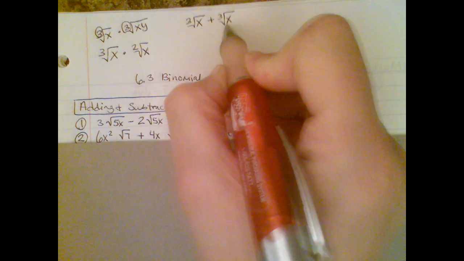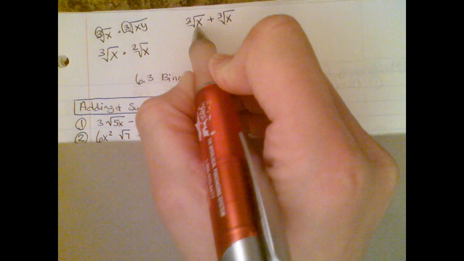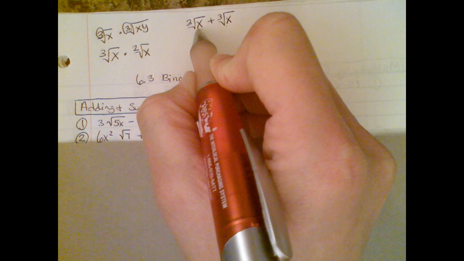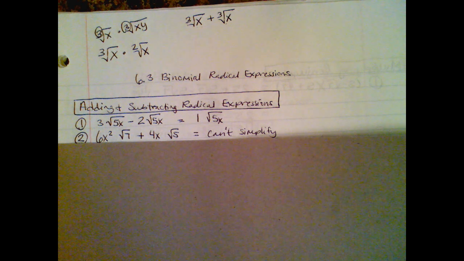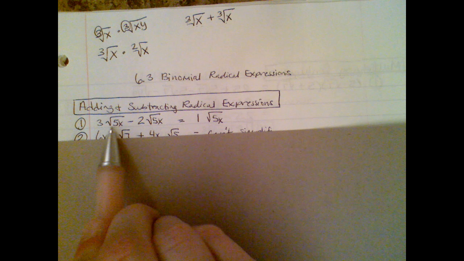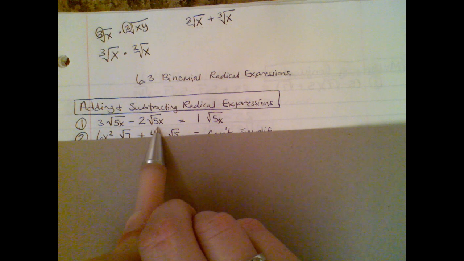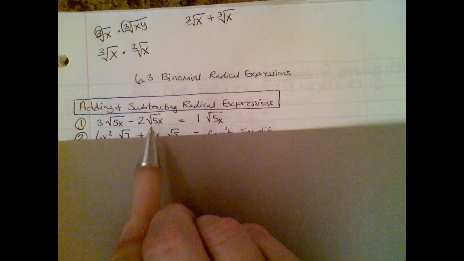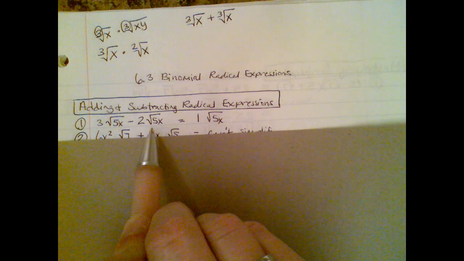Now for adding, the roots need to be the same and what's underneath needs to be the same. So the root and what's underneath the radical need to be the same when we're adding and subtracting before we can combine them. So to start with, this one, notice there's square root of 5x, square root of 5x. They're both square roots. They're both 5x underneath. So we can go ahead and add and subtract them.